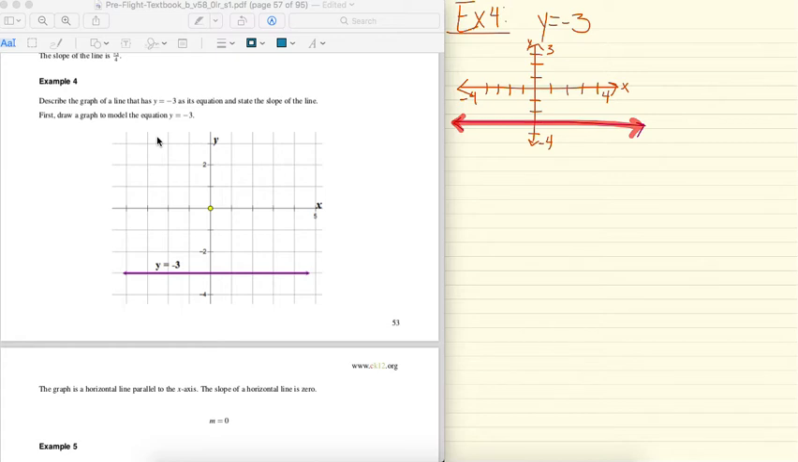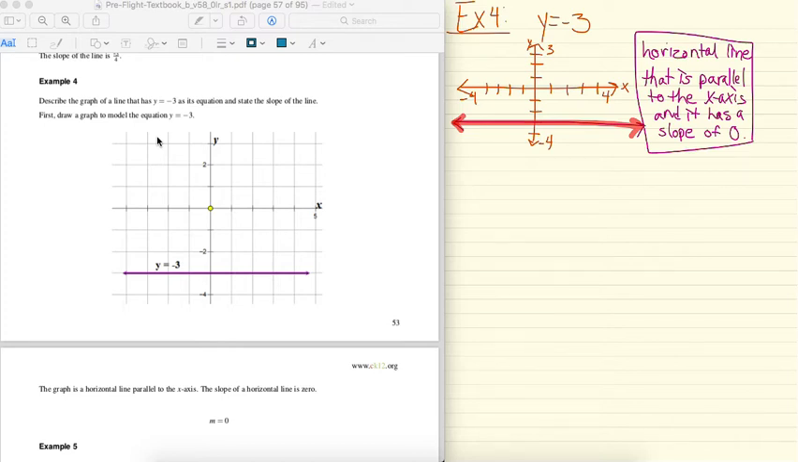It's a horizontal line, so to describe it, we would say horizontal line that is parallel to the x-axis. Parallel just means that they would never cross or touch. Okay. And it has a slope of 0.